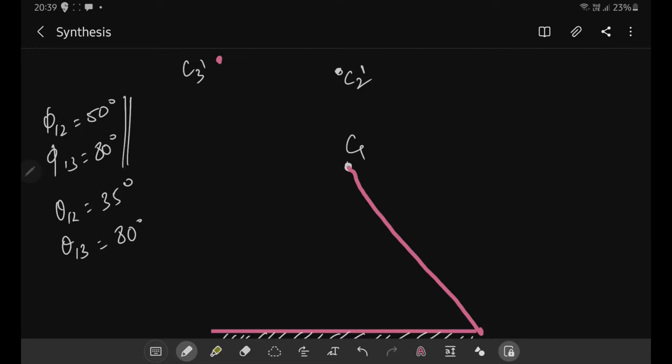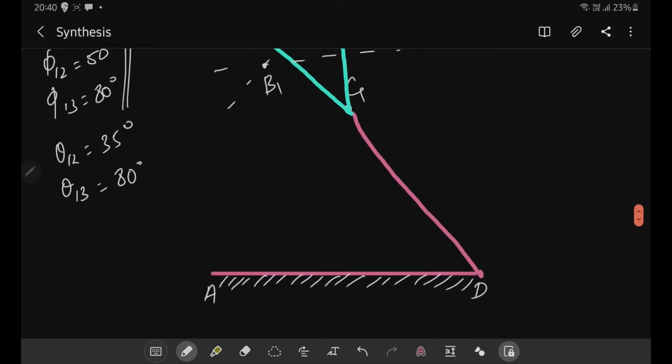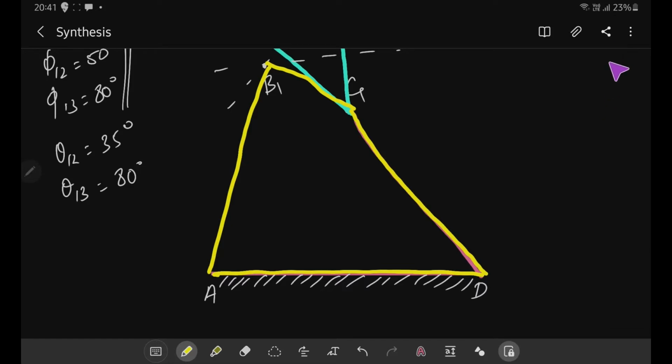So the point B1 lies on the intersection of the binormals of line C1, C3 dash as well as C1, C2 dash. This is the line C1, C2 dash. This is the line C1, C3 dash. I have drawn their perpendicular bisectors. Their perpendicular bisectors meet at this point. So this point is B1. Now we have our 4-link mechanism A, B1, C1, D. Let us join all those and say A, B1, C1, D is our required 4-link mechanism. That is the end of this problem.